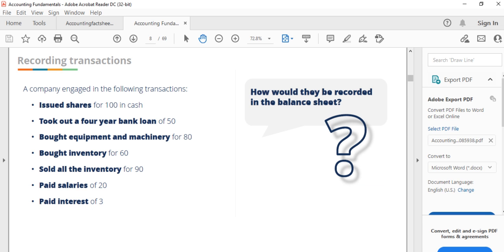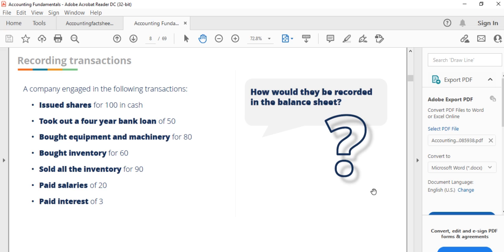This is our illustration here. A company engaged in the following transactions. Now we want to see how these transactions should be recorded properly in our accounting records, so as to ensure that at the end of the day the accounting equation is respected, so that our balance sheet or our statement of financial position can agree.